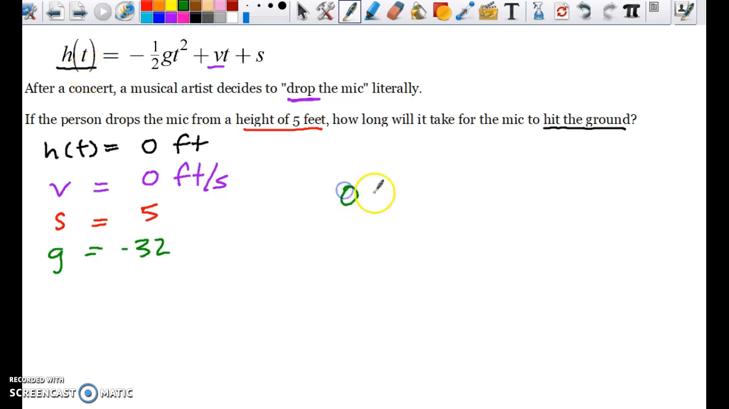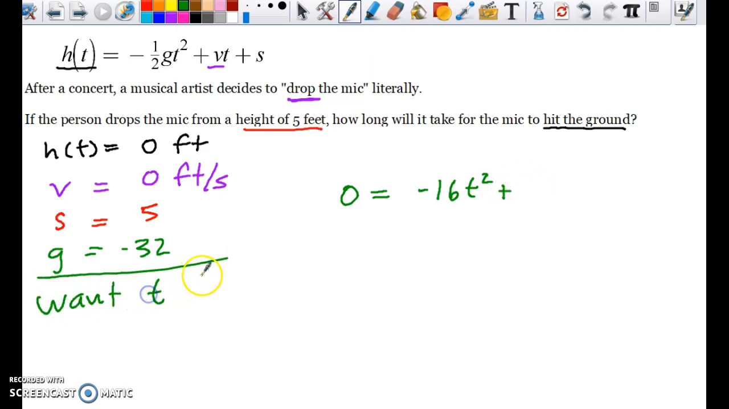So for h of t, I want 0 equals negative 1/2 times 32, which is negative 16, times t squared, plus, and I should have said below, I want to find out what t is. So negative 16 t squared plus 0, which is my velocity, so I'm going to have 0 times t, plus the starting height of 5. So now I have 0 equals negative 16 t squared plus 5.